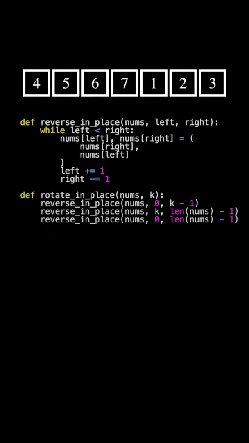As a follow-up, consider the following. How would you modify this algorithm so that it also works with negative k, which we'll interpret as rotations to the right? Also, there is another in-place solution to this problem with a completely different pattern of shifting elements around. See if you can come up with it.